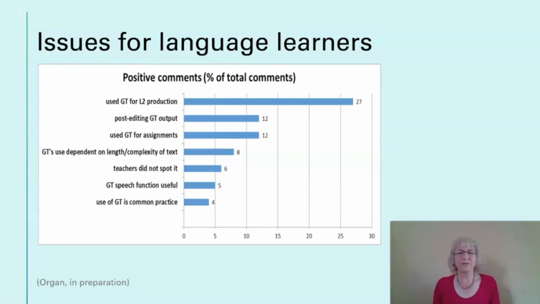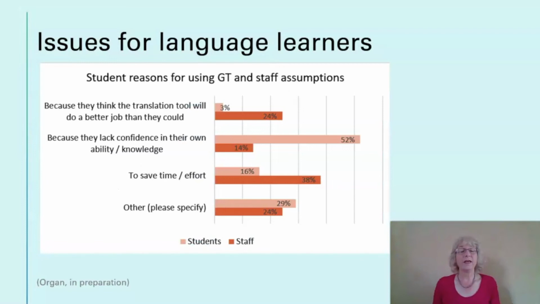This led me to further research into undergraduate usage. I sent surveys to university students and staff in 2018. One of the questions I was interested in was why students used Google Translate. The majority of students reported using it because of a lack of confidence in their ability, while most staff assumed it was to save time or effort.